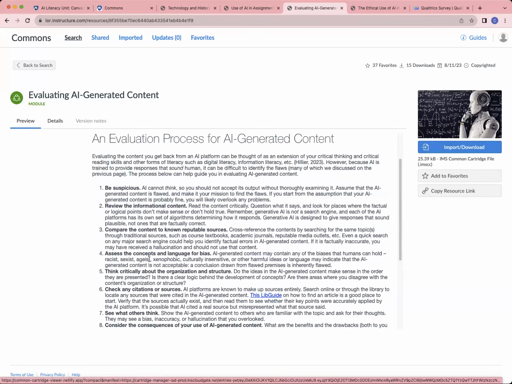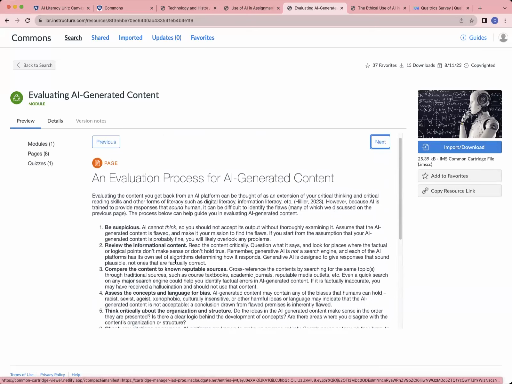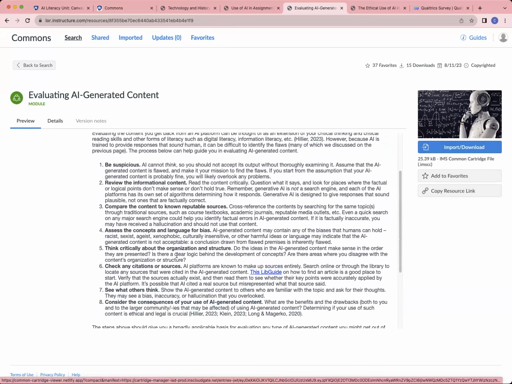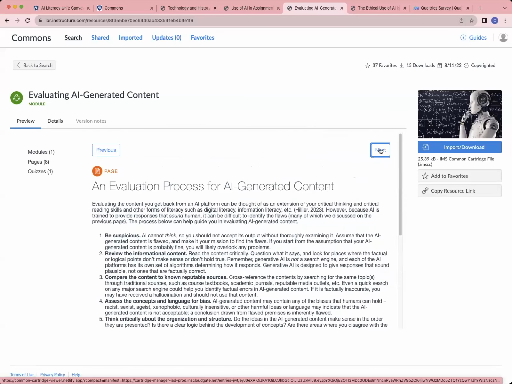As a general heuristic for evaluating content, this page is particularly useful. It's a basic 8-step process for evaluating this content. I think students familiarizing themselves with this can build it into their process when they're using AI, just to avoid some of the pitfalls that I mentioned.